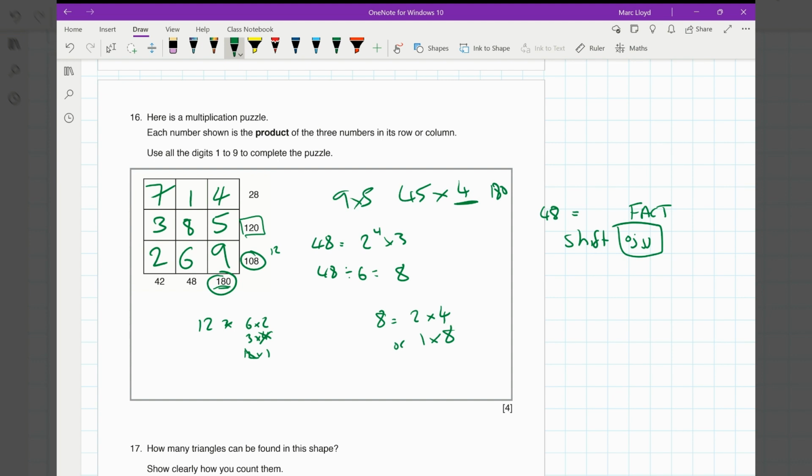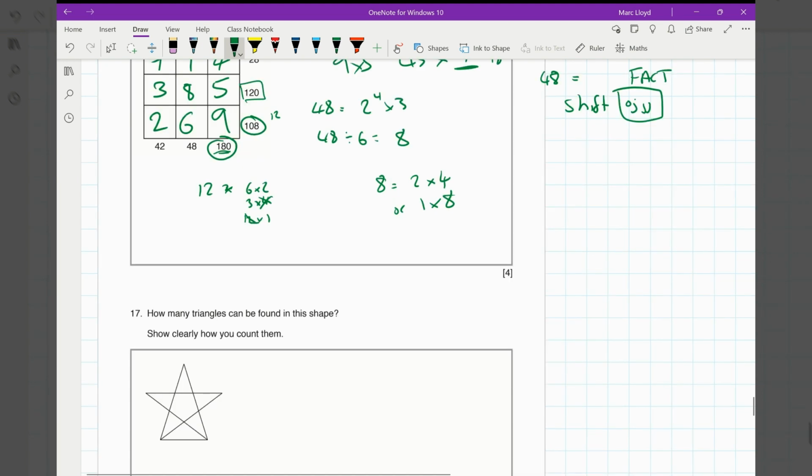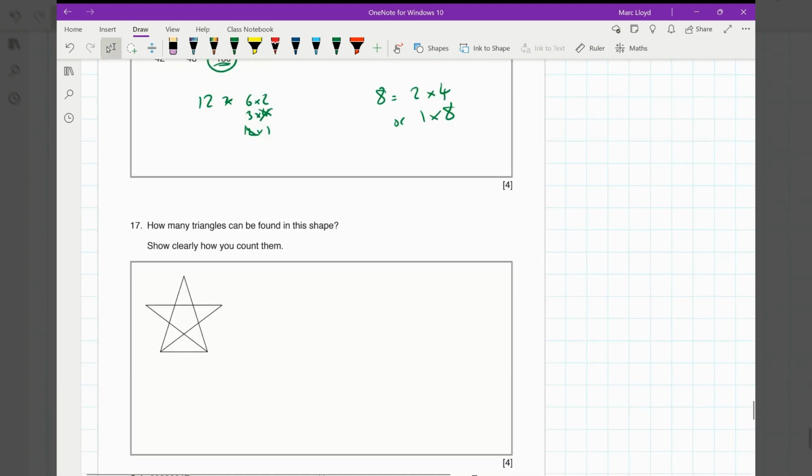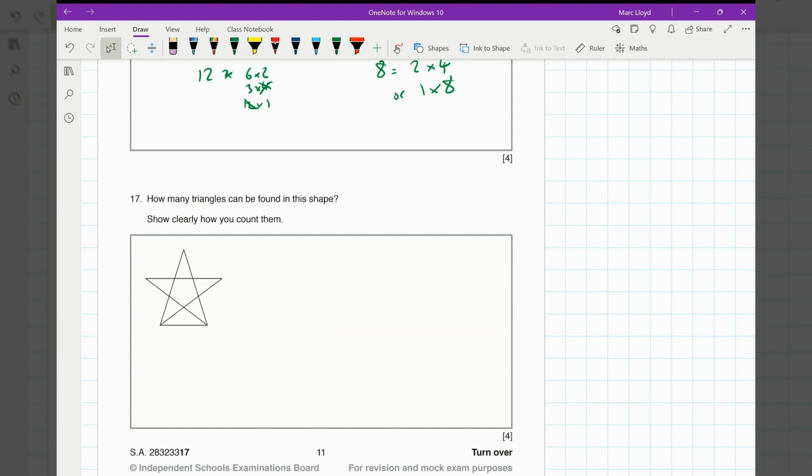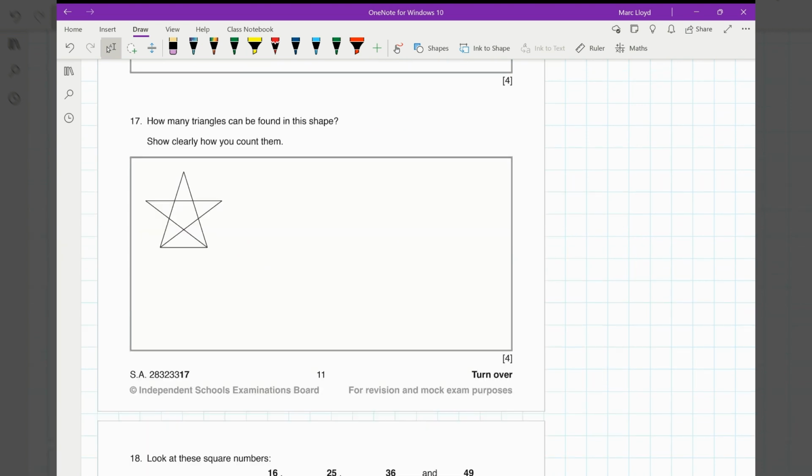because it's all about being strategic. There might be some, well, actually there is. I think there's easy marks for question 18 when you get there. So don't waste your time on the ones that you might not be able to do. Right, question 17. How many triangles are found in a shape? So please pause the video and answer it. Then I'm going to put the answer on the top right, and I'll show you where I got them.